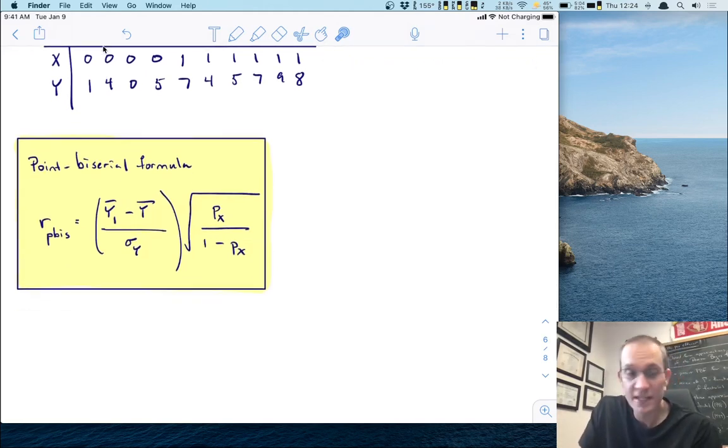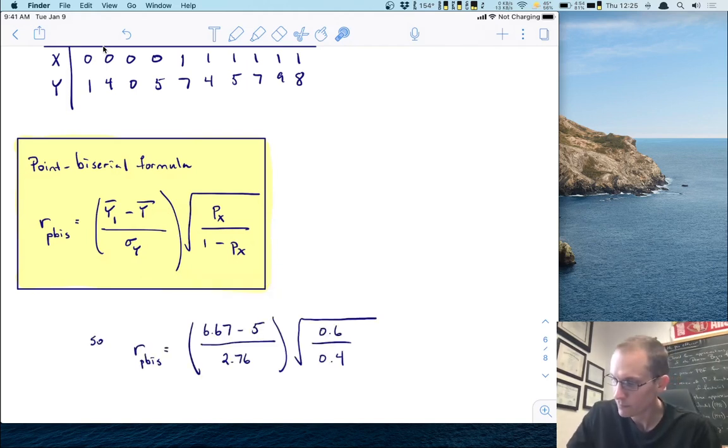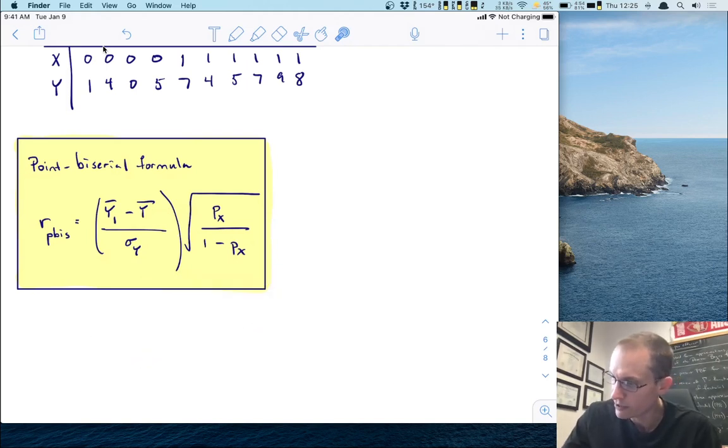Okay. So the symbol that we'll use to denote the point biserial correlation is this R with a little PBIS, point biserial, as a subscript. This is to keep it separate from R, which is the Pearson correlation. The formula looks like this. It looks like a z-score almost. It's not quite, but you take something called y1 bar minus y bar over sigma y, which is just the standard deviation. And then you multiply that by the square root of px over 1 minus px.